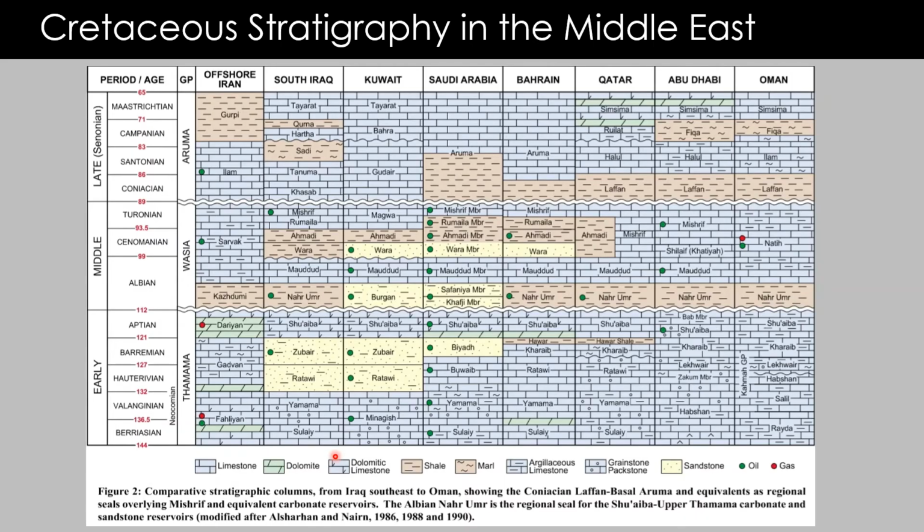In terms of the stratigraphy, what we are going to see, the Cretaceous in the Middle East is split into three groups. The Thamama at the base, the Wasia in the middle, and the Aruma. Most of the oil and gas field accumulations are in the Thamama and the Wasia groups.